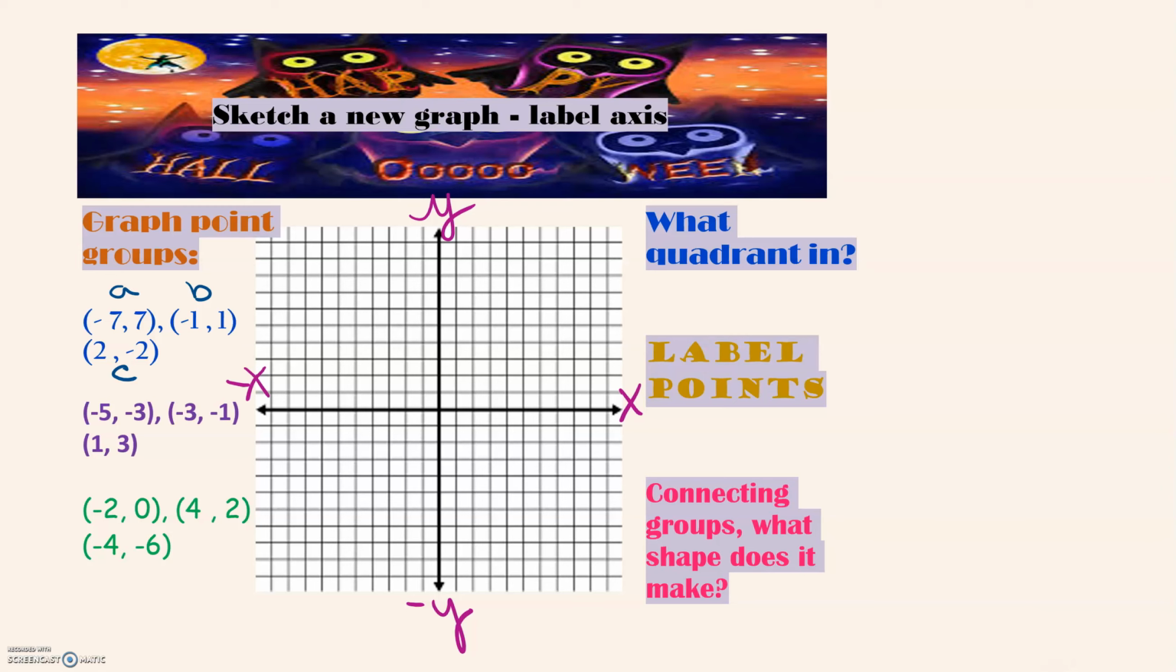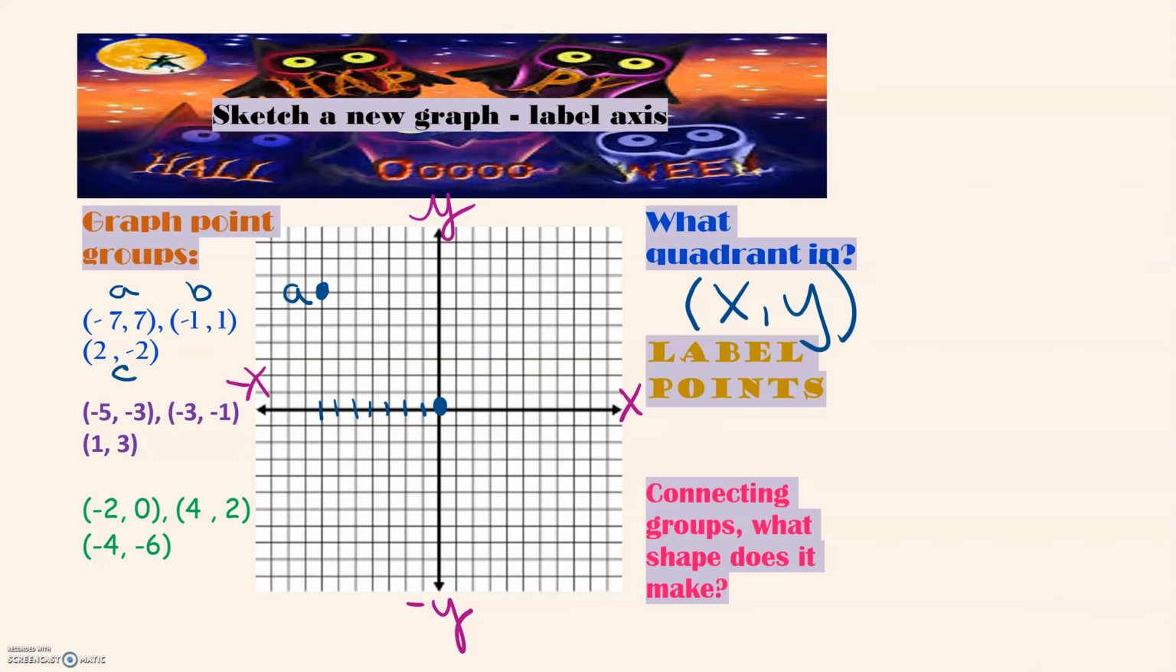We know, again, that our points are always X, Y. And our X tells us left and right. Our Y tells us up and down. So we're going to go to the left because it's negative from our origin, 7. 1, 2, 3, 4, 5, 6, 7. And then we're going to go up because it's positive 7. 1, 2, 3, 4, 5, 6, 7. And I'm going to label that A.